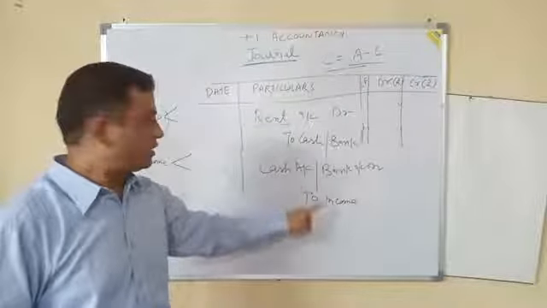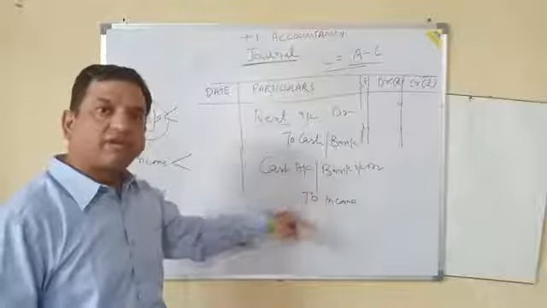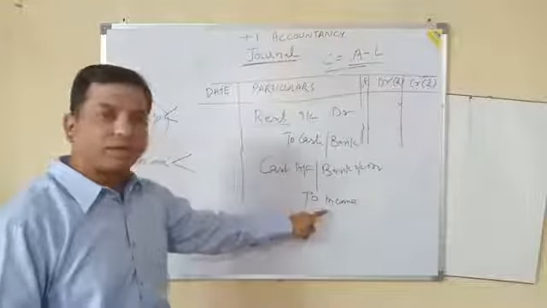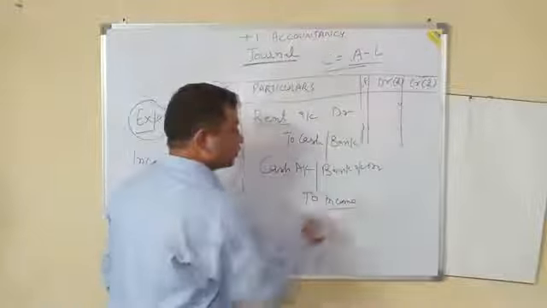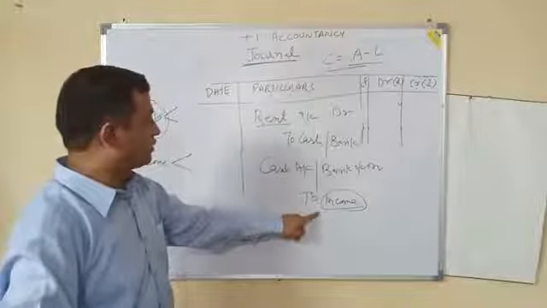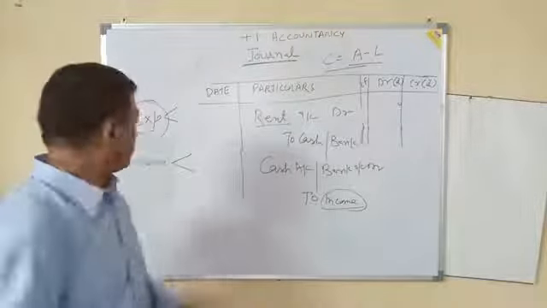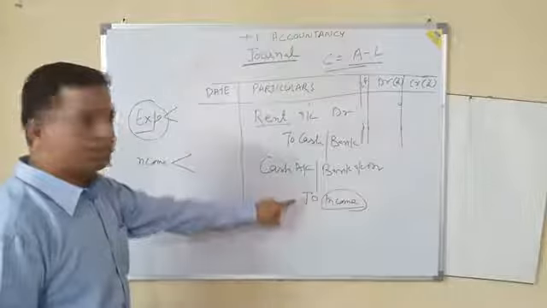You are receiving rent, cash account debited to rent. If you are receiving interest, cash account debited to interest. The name of the income you have to put over there. Whatever income you are receiving, that will always be credited. Expense is always debited, income is always credited.